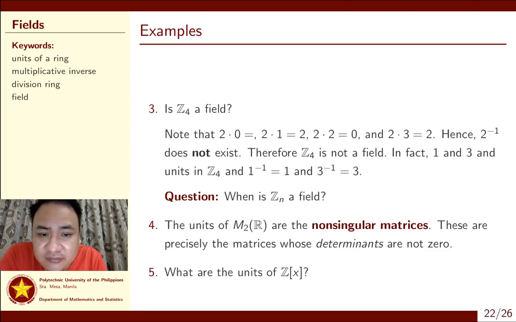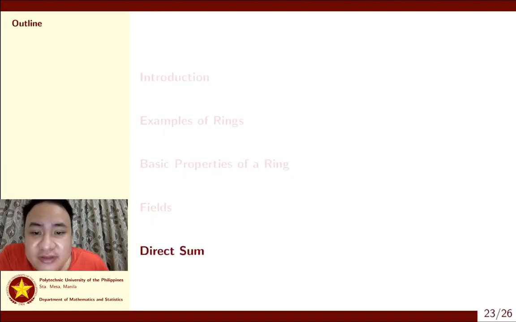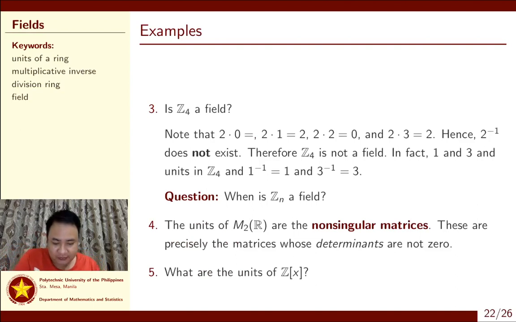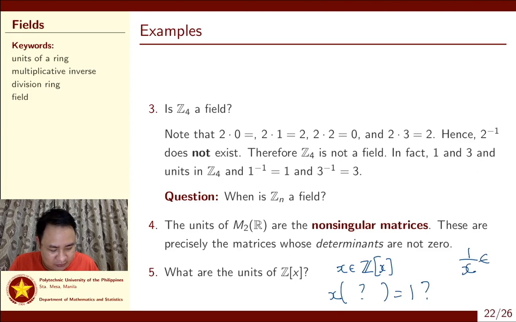How about the ring of integer polynomials? Is that a field? Well, the answer is what? No, kasi halimbawa yung x. x is an element of Z[x]. Do we get a polynomial na multiply mo kay x para ang sagot ay 1? Well, dapat ang sagot 1 over x. But, 1 over x is not really a polynomial.